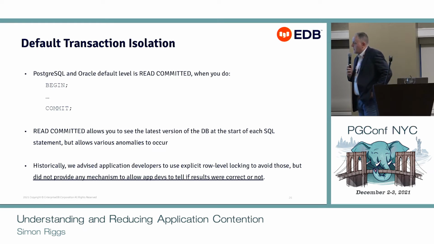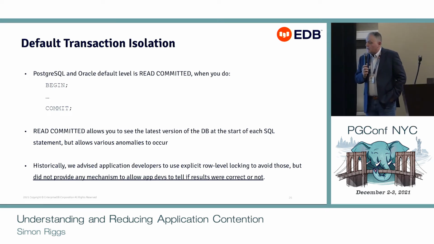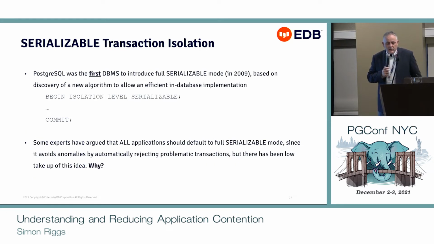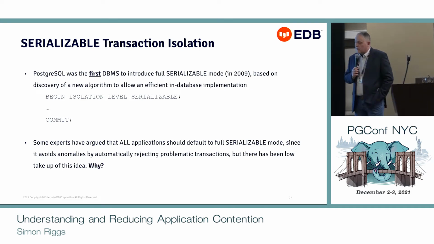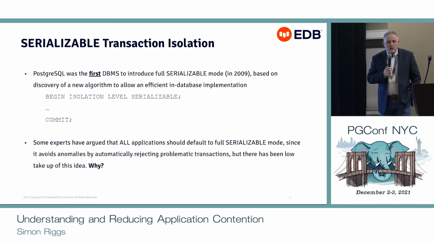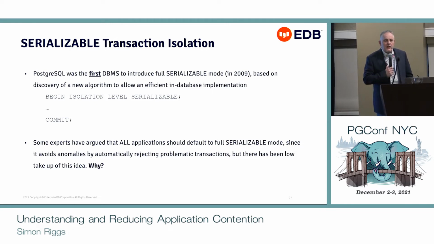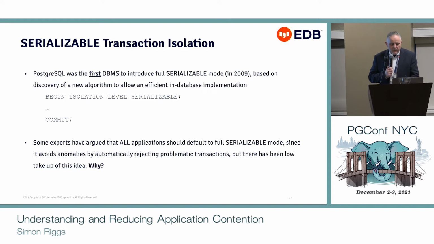The default transaction isolation in Postgres is read committed. This is also the default in Oracle, which is why a lot of people don't know about serializable or higher levels of transaction isolation. Read committed allows you to see the latest version of the rows in the database, but it does allow certain anomalies to occur. Historically, the only way to handle that was to try and lock everything yourself to avoid the error. But Postgres was actually the first database to introduce full serializable mode in 2009, based on a PhD thesis that showed a feasible algorithm that we could use for detecting it.